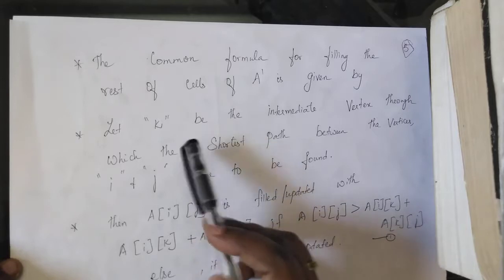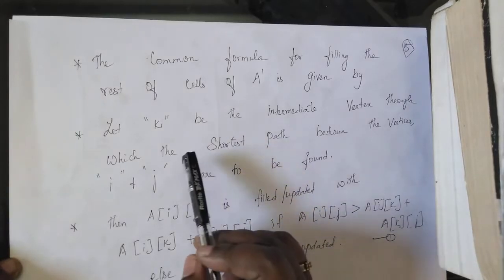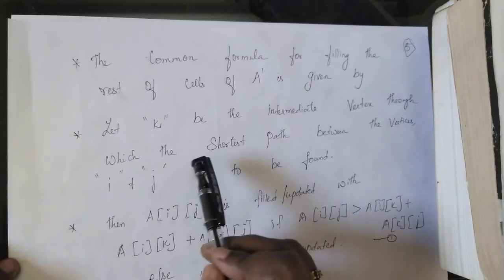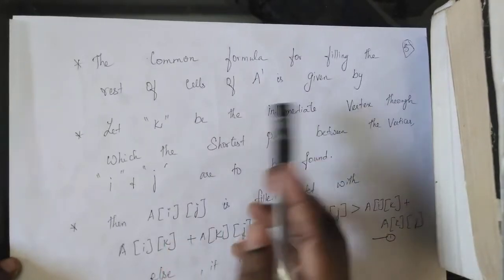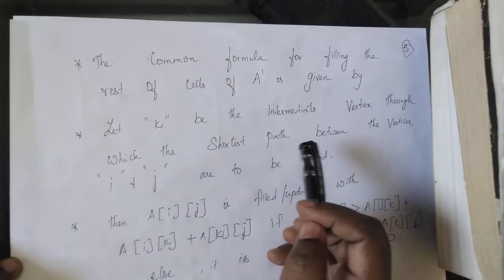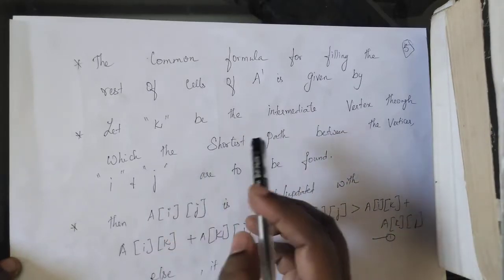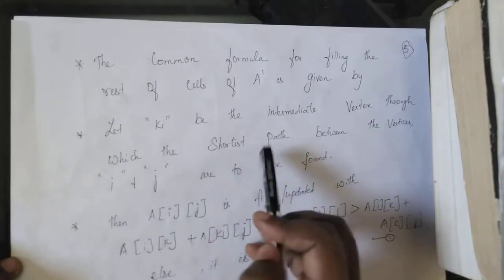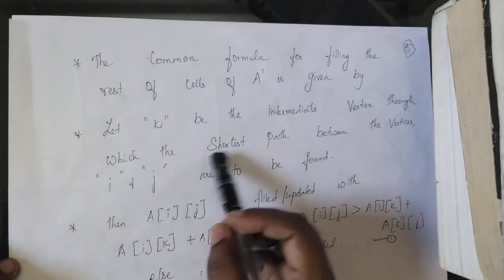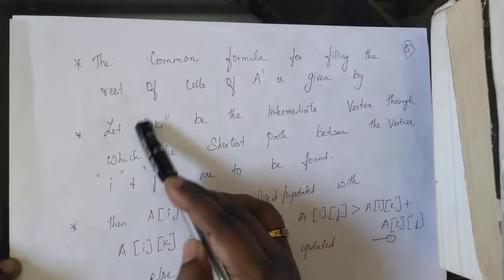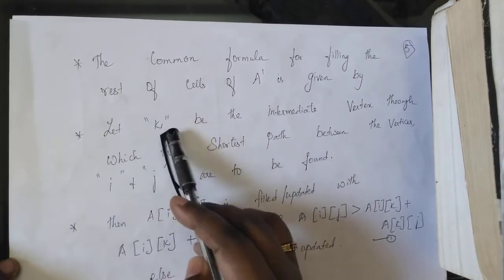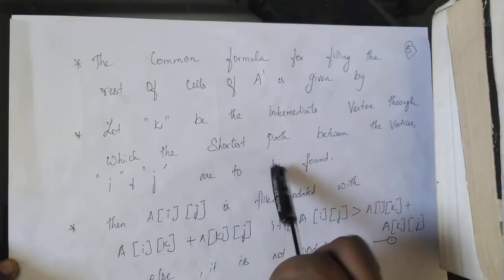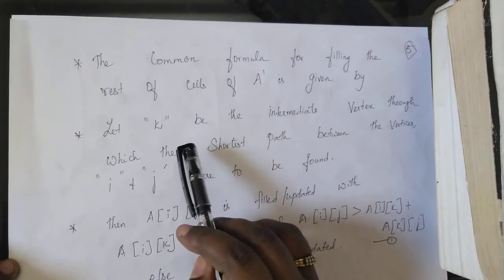First, what we are trying to find in step 1 is the shortest path between A and the rest of the nodes. That means, for each and every path, we are trying to find if there exists a shortest path through A. That's what it means. So let that component be K here. Let K be the intermediate vertex through which the shortest path between the vertices is to be found. So here it is vertex A in step 1.